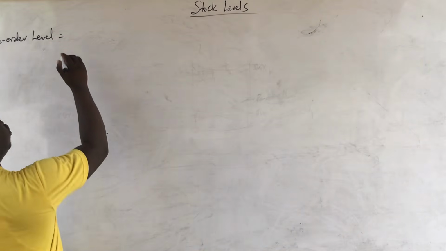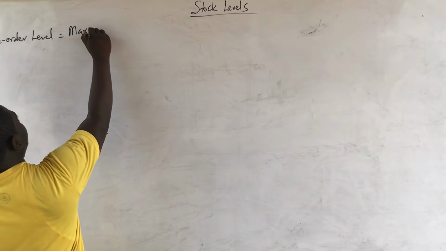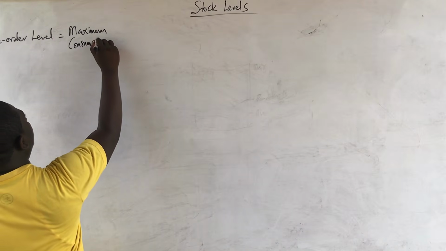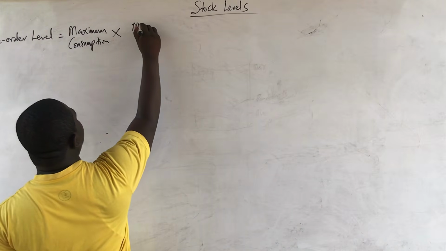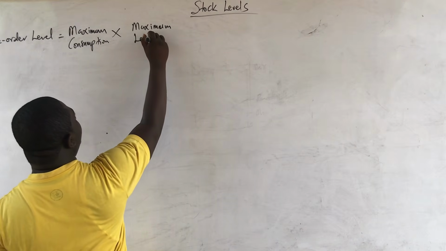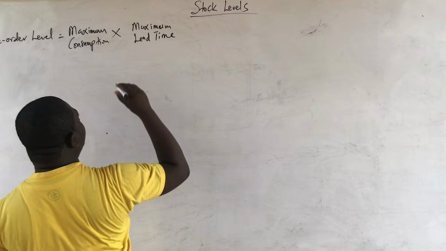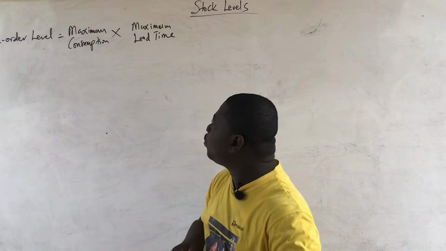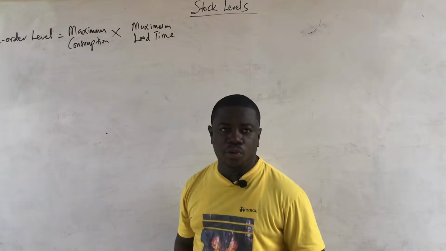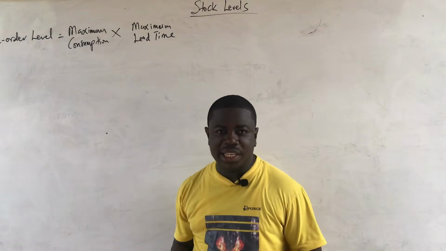So you should be careful about that. Now, over here, we are going to consider our maximum consumption within the year times our maximum lead time. The lead time I've told you is the reorder period. So when you see lead time, it is reorder period. So the reorder level is set by multiplying your maximum consumption within the year by your maximum reorder period.